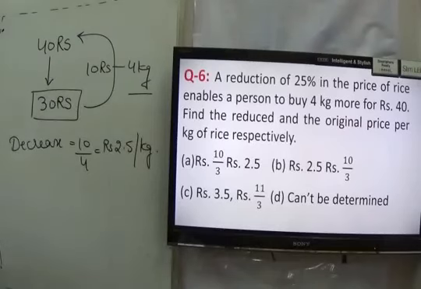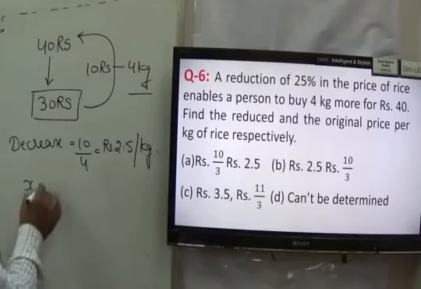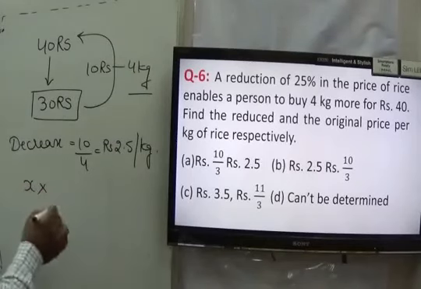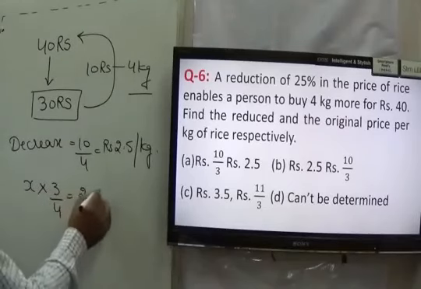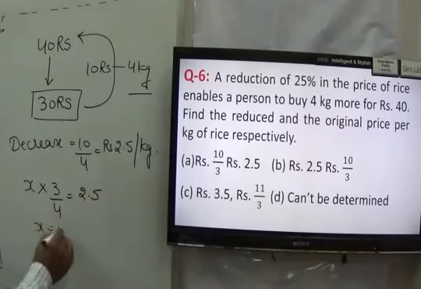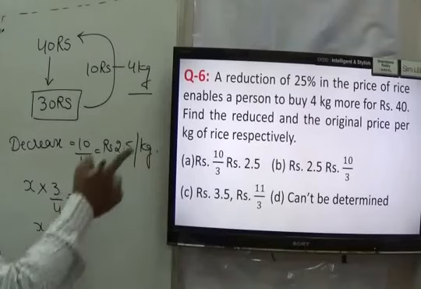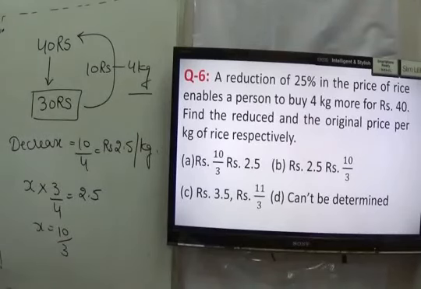As well as I have to find the original price. So I may say that assume that original price is X, there is a decrease of 25%. It means that is said to be 0.75, or it may be 3 by 4, and this is equal to 2.5. Here I can say X equal to 10 upon 3. Here I have to find the decreased price and original price. Sorry, my answer is B, because decreased price is 2.5 and original price is 10 by 3. So I can say an answer to my question is B.